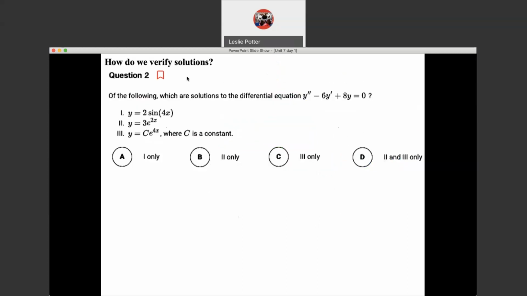We can verify solutions if we have a differential equation. So verifying solutions in calculus is just like verifying solutions in algebra. We substitute things in for variables, and we see if the algebraic expression holds. Like if you have 2x plus 3 equals y, and you want to know if (0, 0) is a solution, then you would plug in (0, 0) into that equation. That's all we're going to do here.